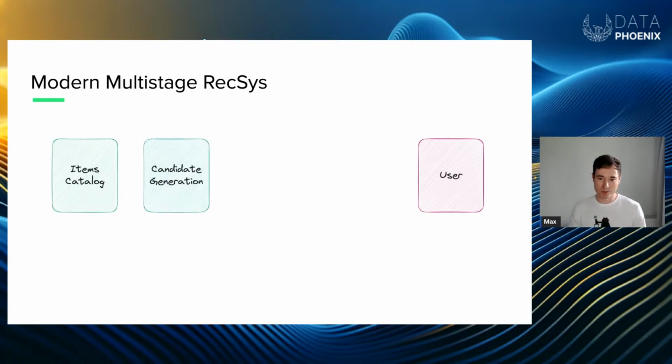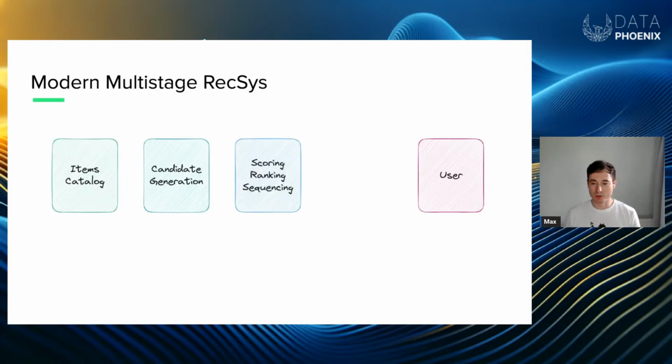The first stage is so-called candidate generation. The idea here is that you take your entire catalog of items, you take a specific user, and then you compute a much more reduced and feasible set of promising candidates for this user.